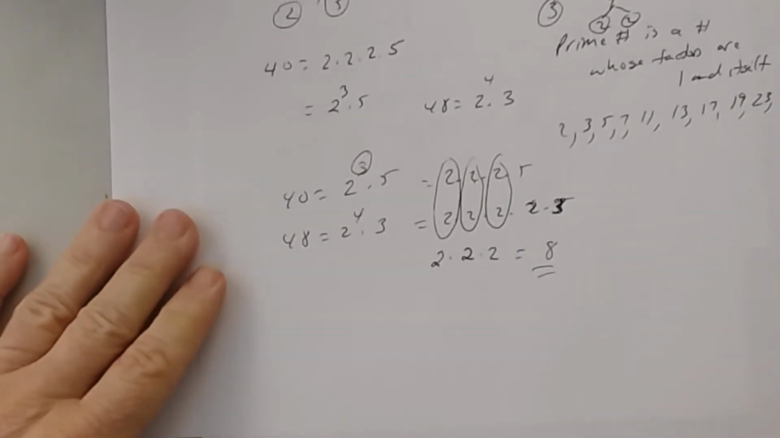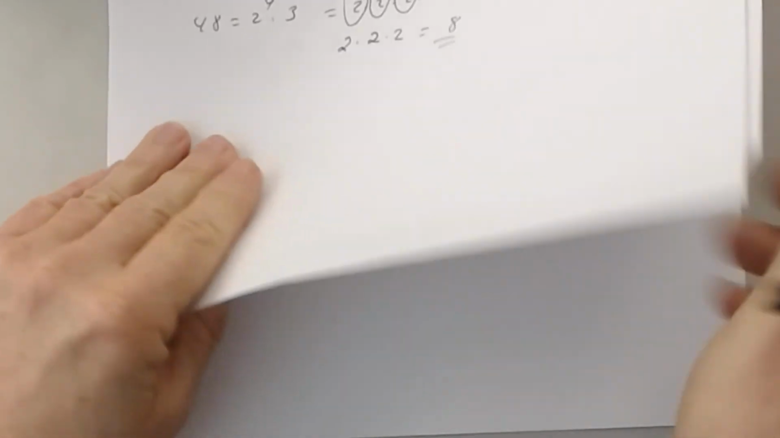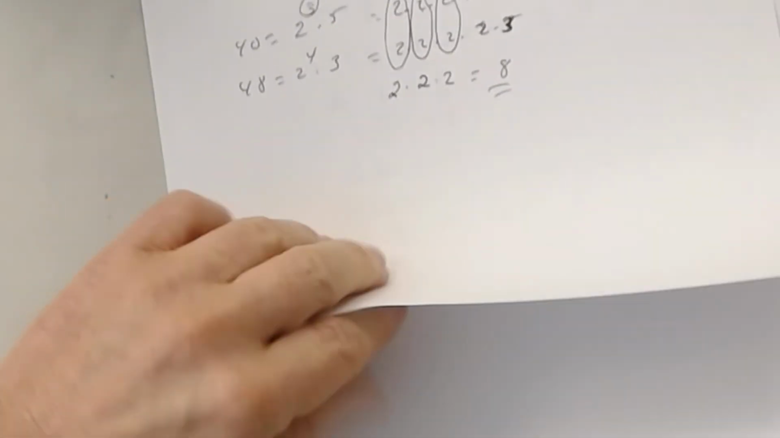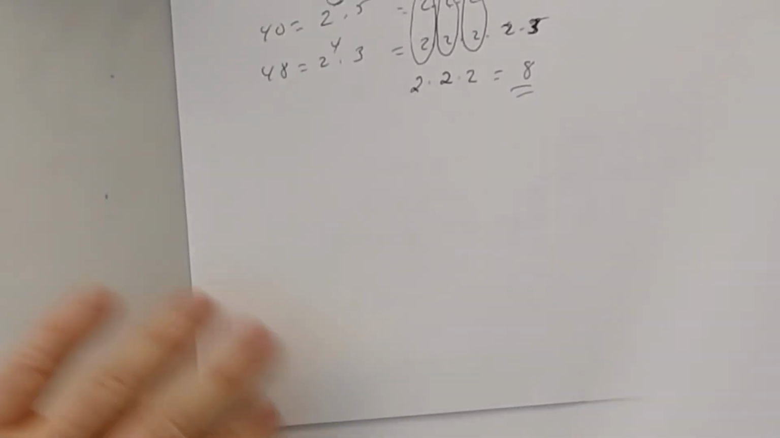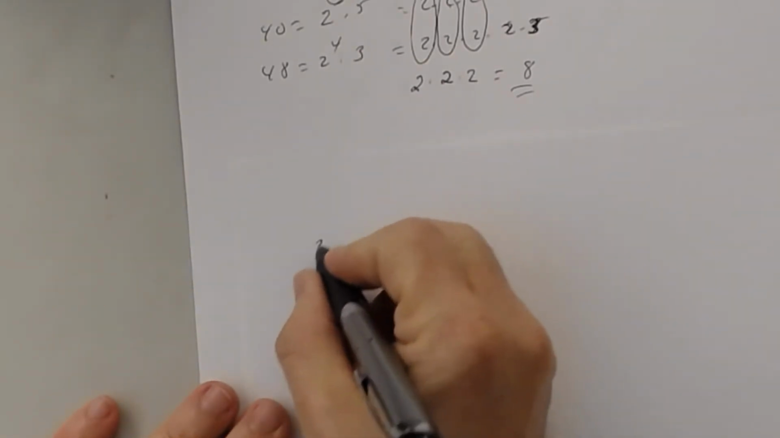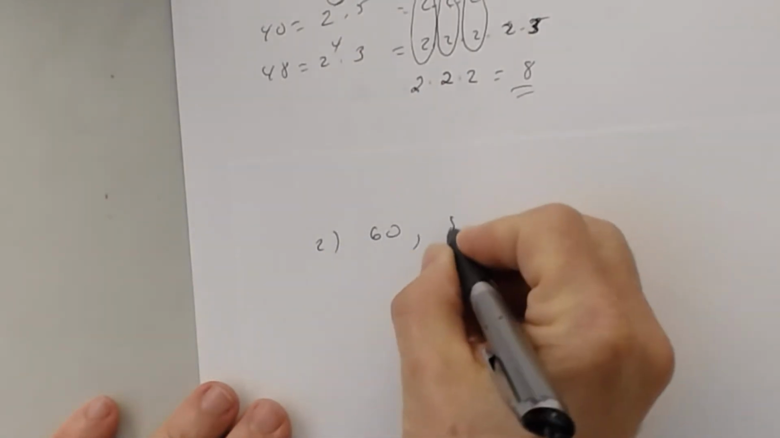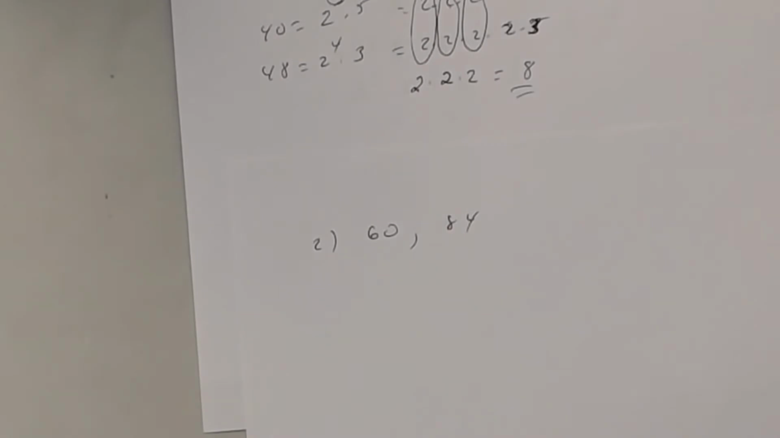Now let's look at another one. All right, let's do the factor tree with the next one, because I know you can all do the list, but I need you to do the factor tree. Number 2, 60 and 84. In fact, I would not want to do the list here. It's a lot quicker in this particular case to use the factor tree. And again, I want to find the GCF.